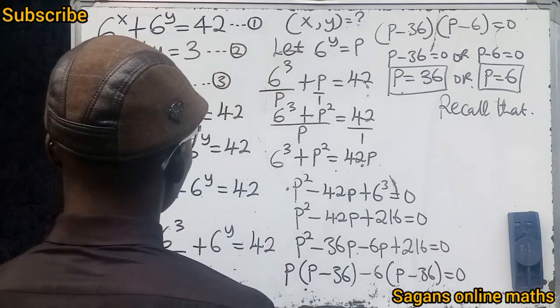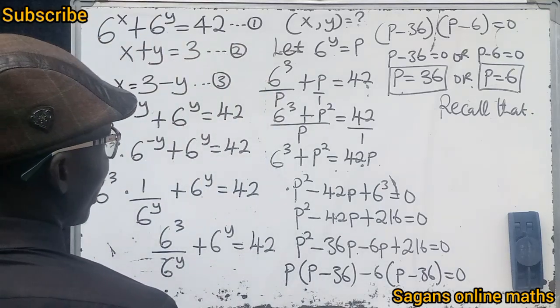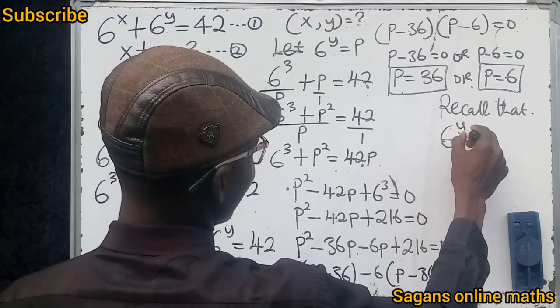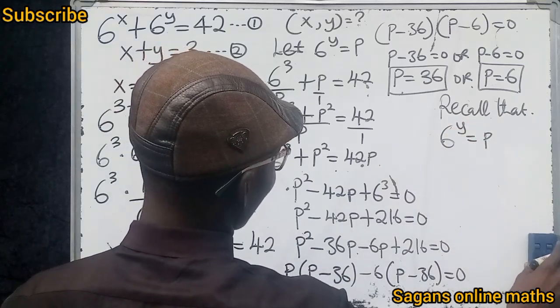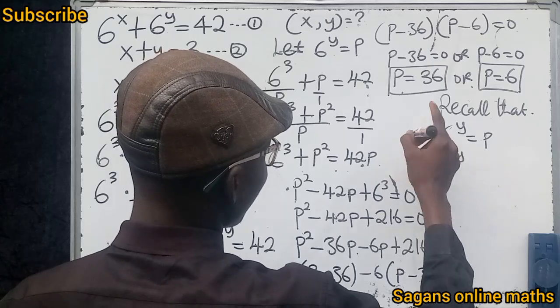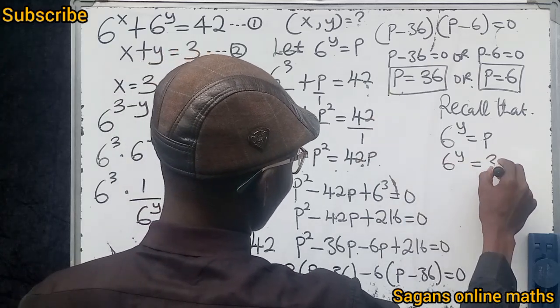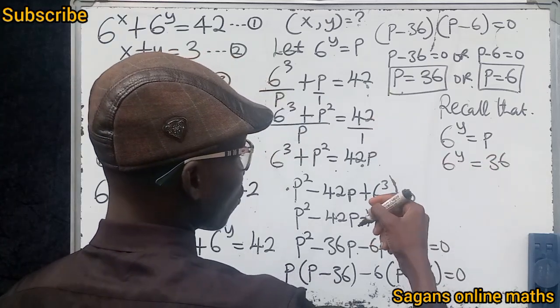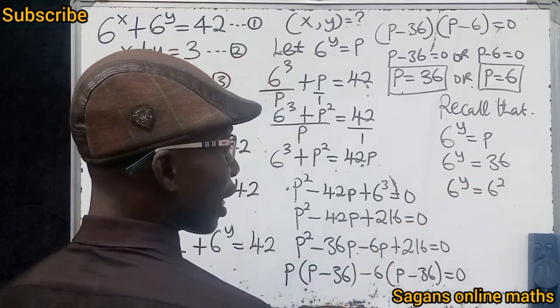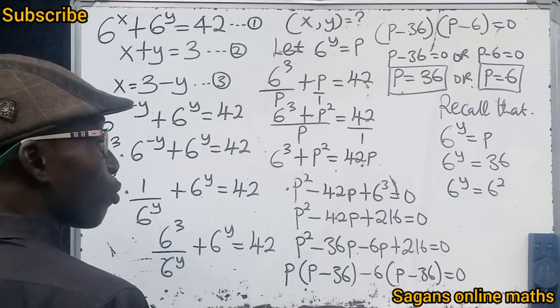Recall that from here, 6 raised to the power of y is equal to p. Now our p is 36. That means 6 raised to the power of y equals 36. Let's put 36 in this form: 6 raised to the power of y is equal to 6 raised to the power of 2, because 6 times 6 is 36. That means 6 raised to the power of 2 simply means 36.